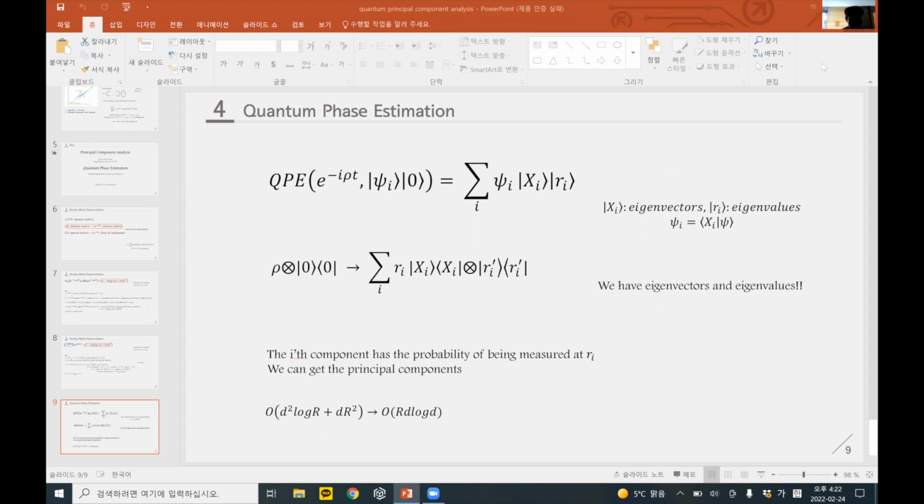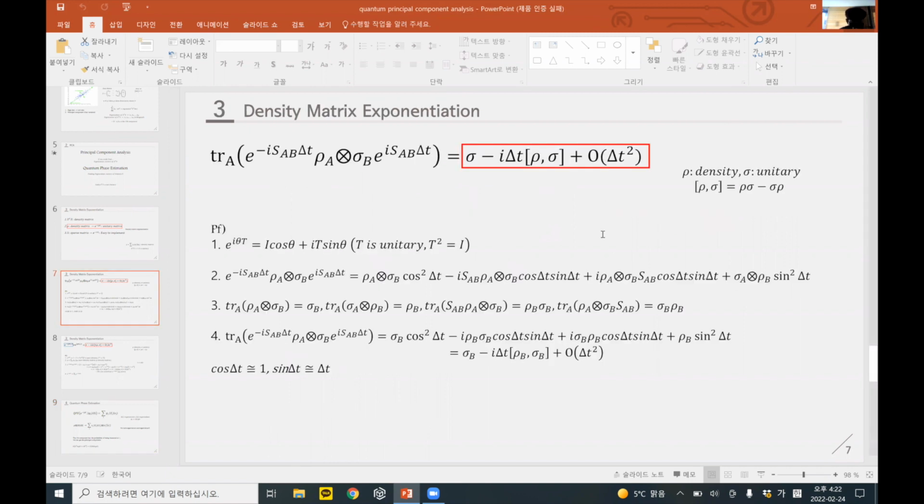Can I ask a question? Of course. I have a question on the 7th slide. Maybe you said S is the swap operator, okay? Yes. And in proof number 1, if T is unitary, T squared is 1. I think for a unitary matrix, T times T transpose is 1. Am I right? Yes. I just wrote it for convenience. But in this case, S is the swap operator, so S squared is 1. Yes. I understand.